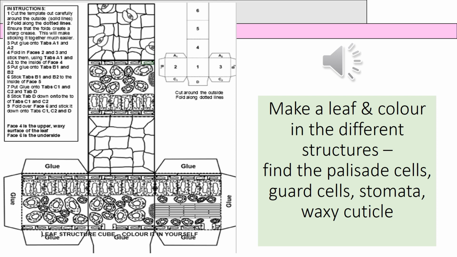So you need basically 4 squares in a row with 2 squares either side, and then you can glue or sellotape it together. You will then be drawing or printing out the diagram that you've got in your books, colouring it in and making it into a 3D structure of inside a cell. Can you find the Palisades cells? Can you find the guard cells, the stomata and the waxy cuticle? Or have you drawn them? Enjoy your activity.